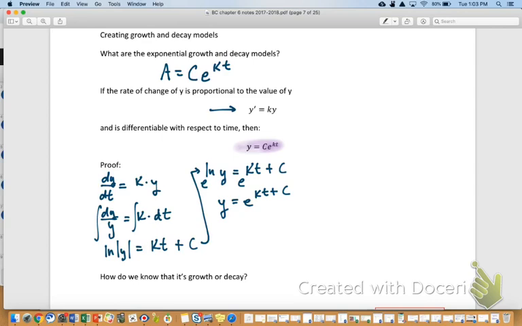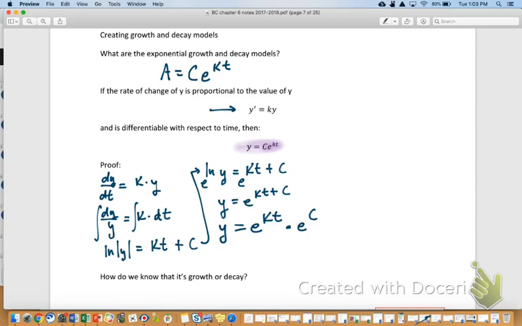The way that I like to think about this is, if you're adding exponents, what are you really doing? You're multiplying your bases, yeah. So you could split this up and say this is really y equals e to the kt times e to the c. It's taking that old rule you learned way back in Algebra 1 or something, and instead of multiplying the bases and adding the exponents, we take the adding exponents and split it up into the multiplying of the bases. We're just reversing it.